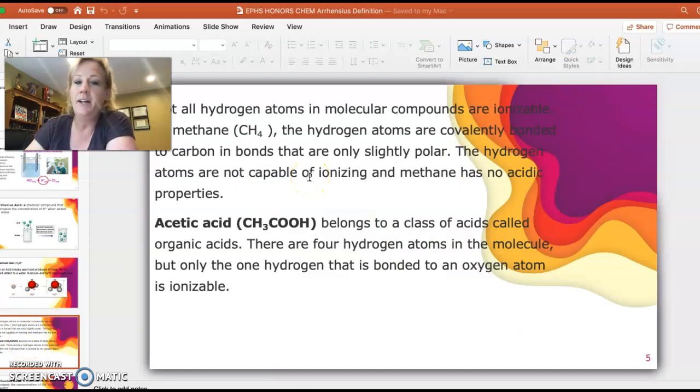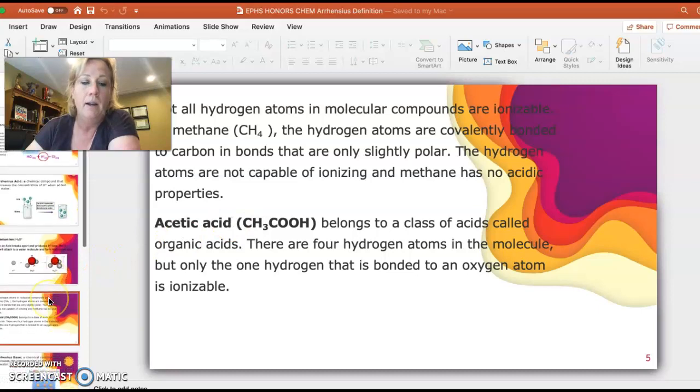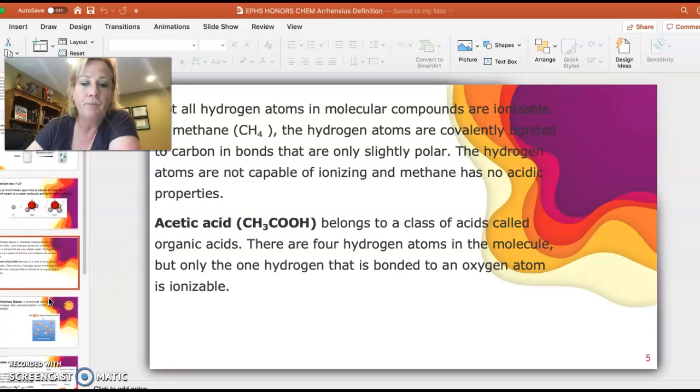So not all hydrogen atoms in a compound are going to be released, or are ionizable. For example, in methane, those hydrogens do not come off. And in acetic acid, it's just this one hydrogen here, and you're going to learn more about that. So these other hydrogens are not going to come off, so those are not ionizable.